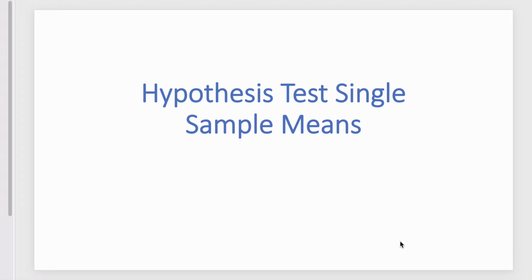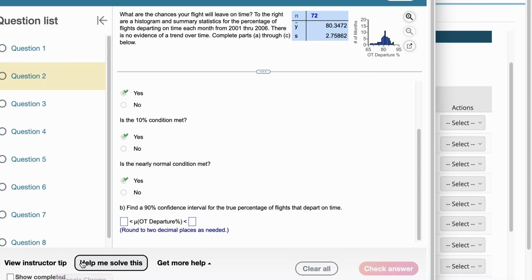This video is going to be about hypothesis testing when there's a single sample, and we'll be addressing means. Sample means are used either to make statements about population means or to build confidence intervals to estimate population means. I'm going to do a couple of problems from your homework, and I think that will be a good way to show how you can do these tests in StatCrunch.